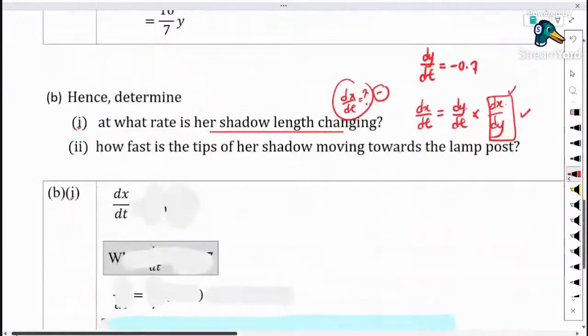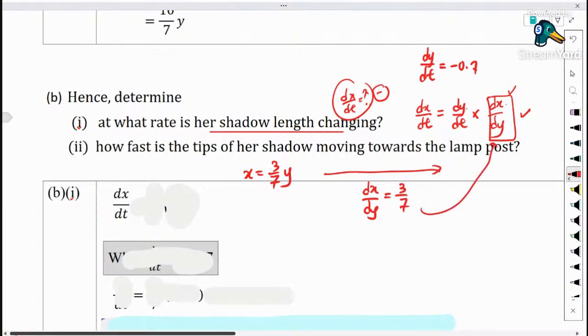X equals 3 over 7 y. I do differentiation. If you realize, according to the strategy just now, I should differentiate with respect to y to get 3 over 7, and then plug it in here for further calculation.